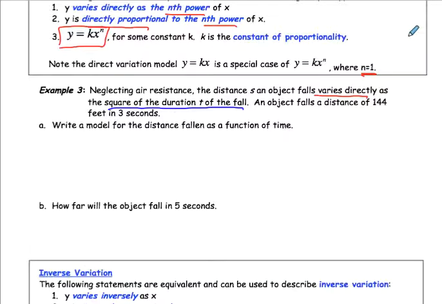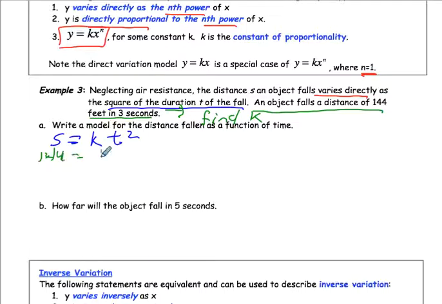Okay, so let's write the model. So S, the distance an object falls, varies directly. So I'm going to put my constant K as the square of the duration of the fall, where the duration of the fall is given by the variable t. So S equals K times t squared. Now we need to use the given information. An object falls a distance of 144 feet in 3 seconds. This is going to help us find K. So let's substitute that in. So falls 144 feet. So 144 equals K times 3 squared.